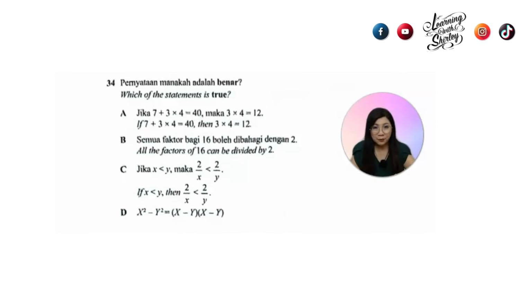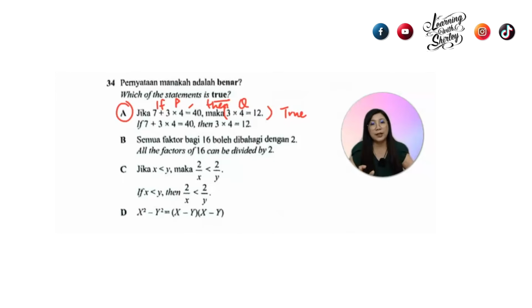Let's look at question number 34. Which of the statements is true? Let's look at A, B, C, D. For A, if 7 plus 3 times 4 equals 40, then 3 times 4 equals 12. So this one is if P, then Q. If the conclusion Q is true, therefore the whole thing will be true. Meaning if P then Q, then it will be true. So we already got the answer, which is A.